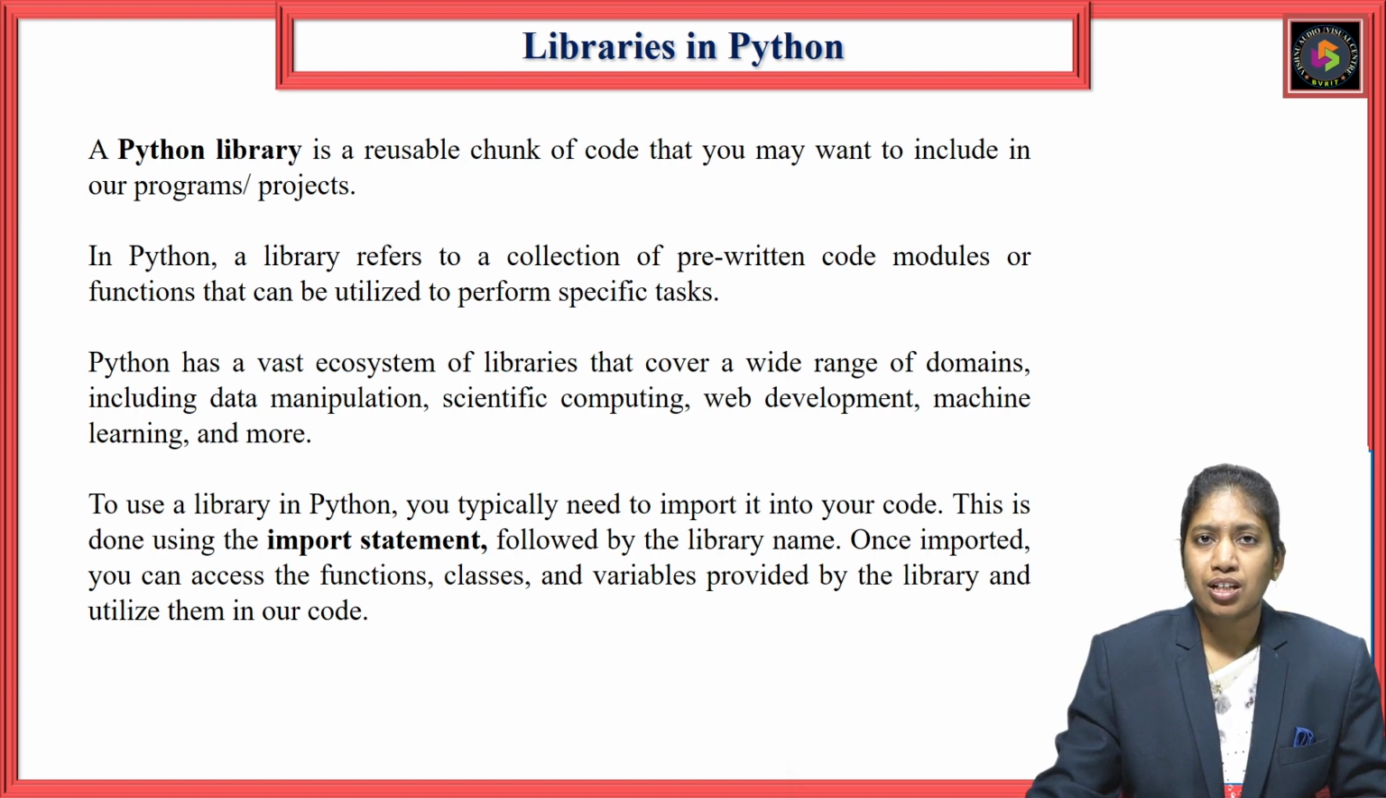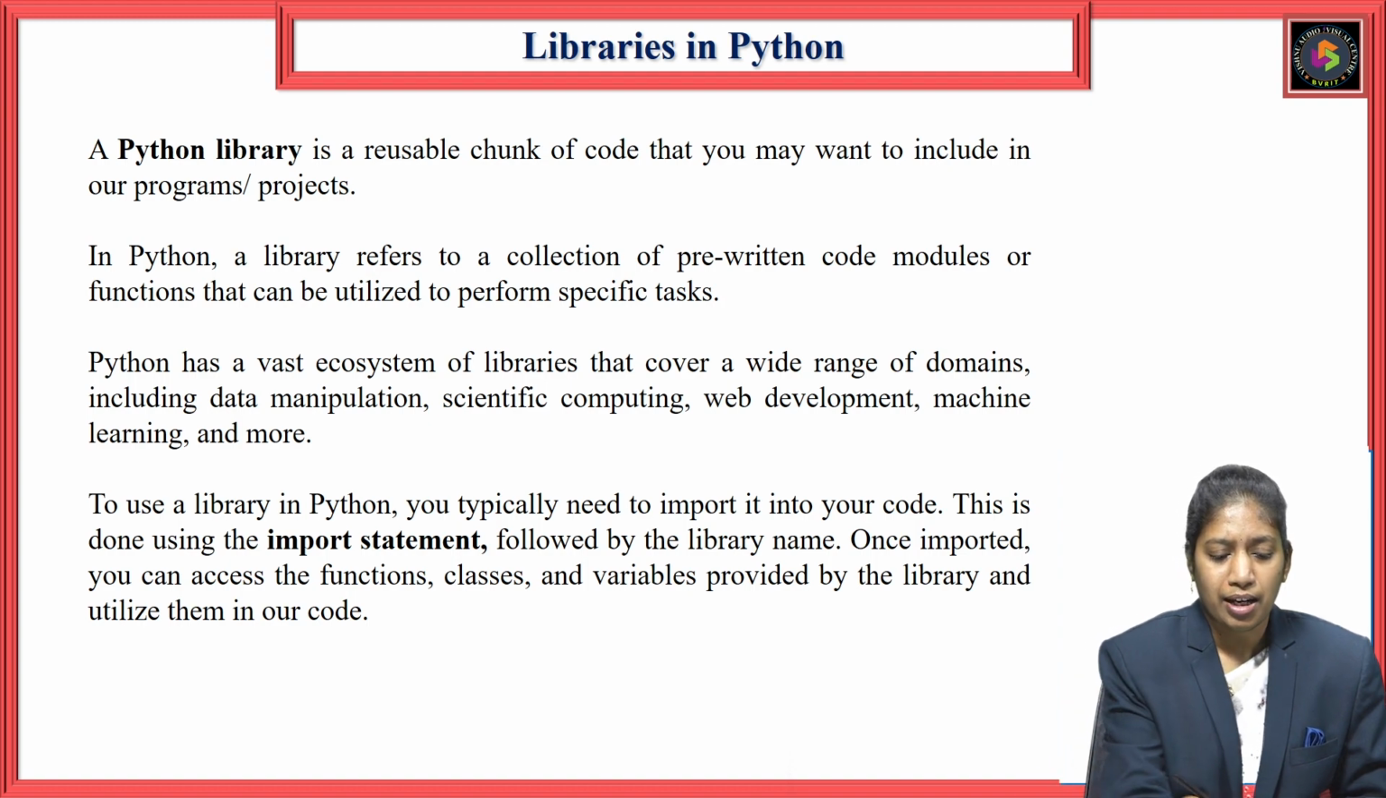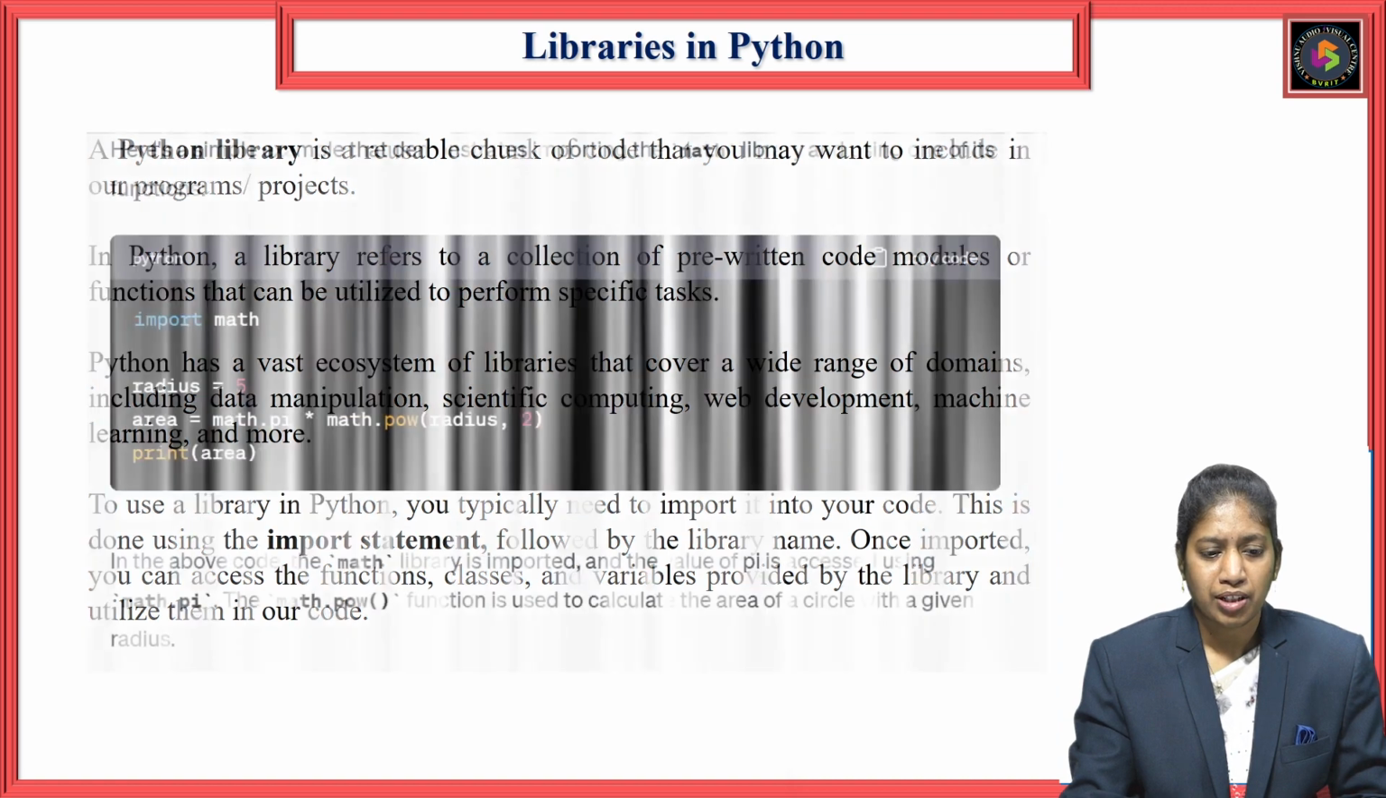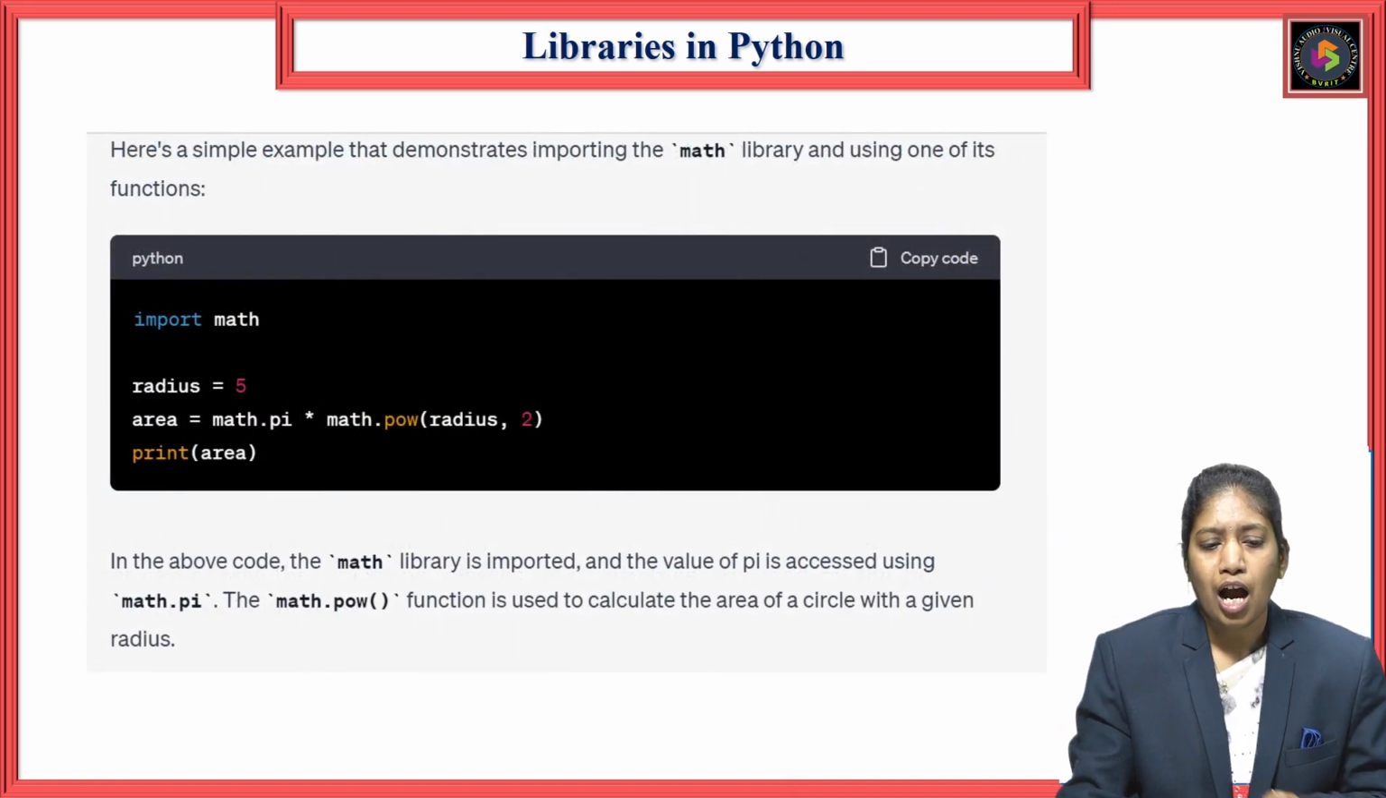To use a library in Python, we first need to import that library. We can import a library in Python using the import statement. The import statement followed by the library name helps us import any library into our program. Once we import our library, we can access the classes, functions, modules, and variables provided by the library, and utilize those things in our program, in our code. So generally, how to import?